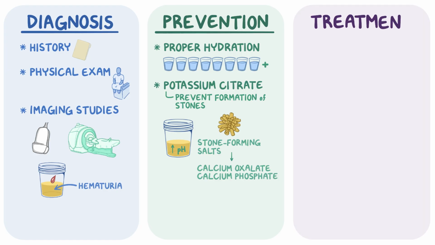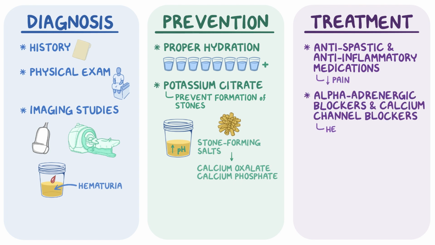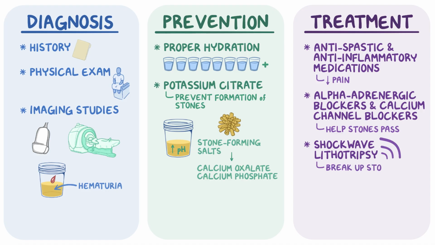If kidney stones do develop, antispastic and anti-inflammatory medications might be given to help reduce pain, as well as alpha-adrenergic blockers and calcium channel blockers to help stones pass through. Also, shockwave lithotripsy might be used, which is a non-invasive treatment that uses high-intensity acoustic pulses that travel through the body to break up the kidney stones. Finally, surgery and stent placement might be needed for larger stones.